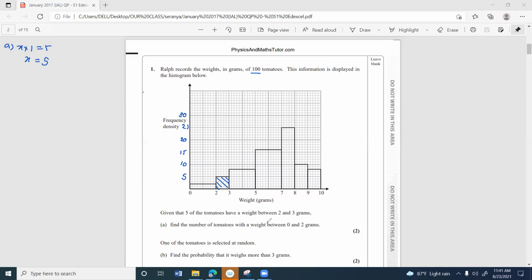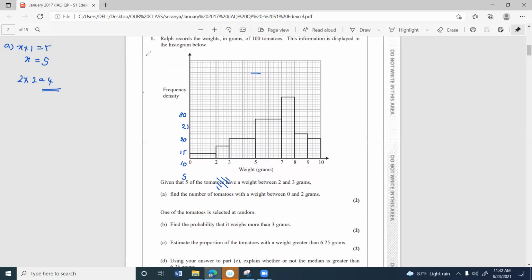Find the number of tomatoes with the weight between 0 to 2. So you can work out 0 to 2. The height is 2 and the width is also 2, so that will be 4. So initially we need to make the scale over here, and we can make it, right? Okay.